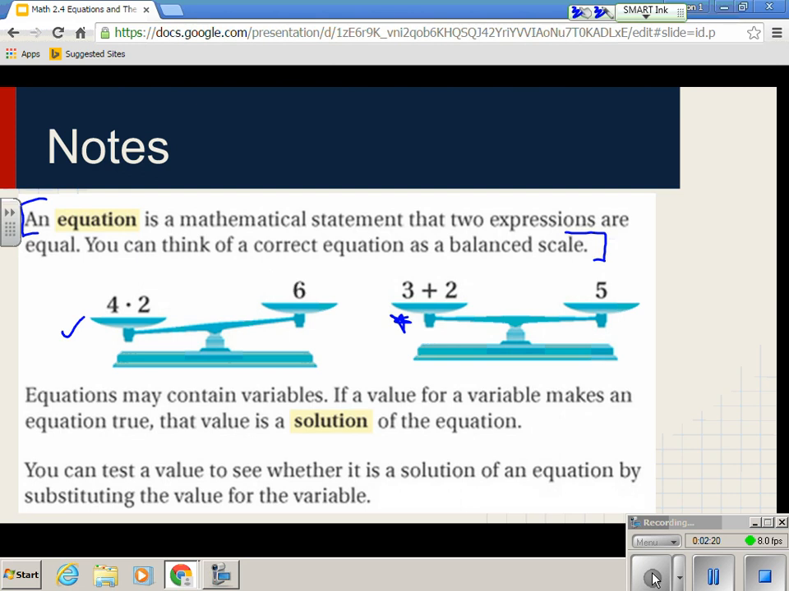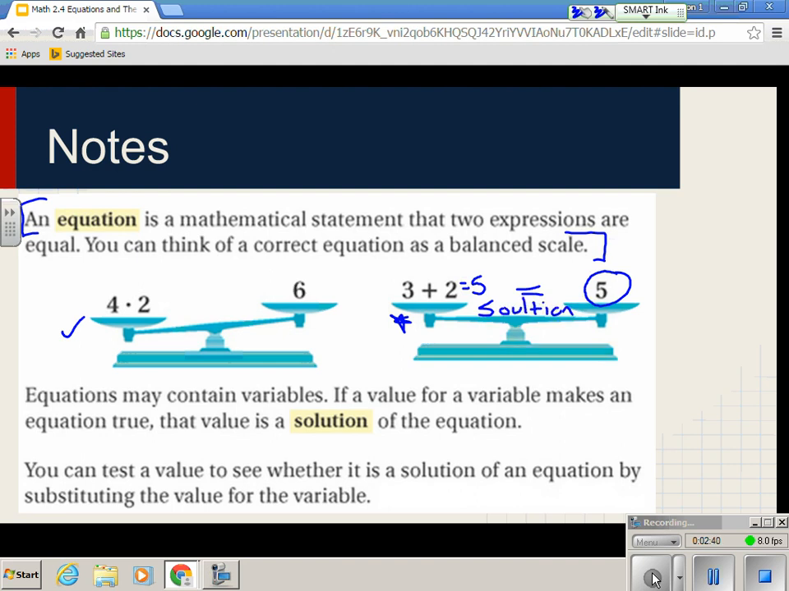Now how is that possible? Well, with the balanced scale, you have a value of 5 on one side. And what does 3 plus 2 give you? That equals 5. So when you look at it, both sides have the same amount of value. So we say this is equal, or we give it a solution.